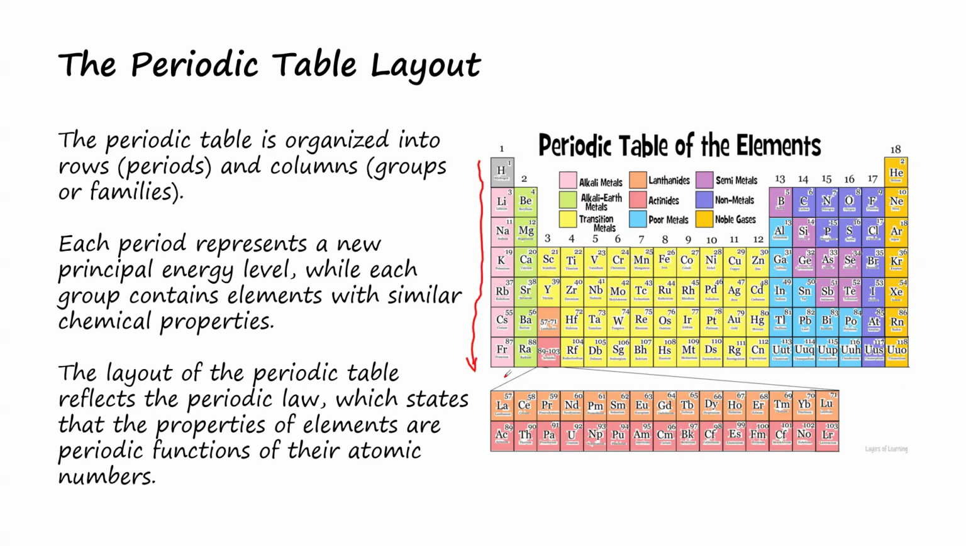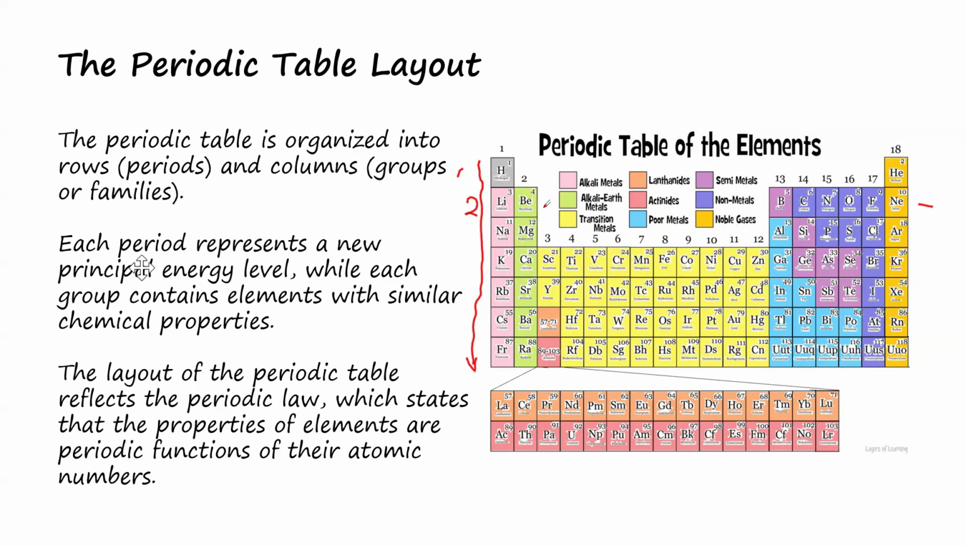So a column represents the group of the element, while the rows, which are the periods, reflect the period of the element. So you see, each period represents a new principal energy level. So you see hydrogen has only one shell, it means that it has one energy level. So you see, from hydrogen to helium, we have period 1, and from lithium to neon, we have period 2.